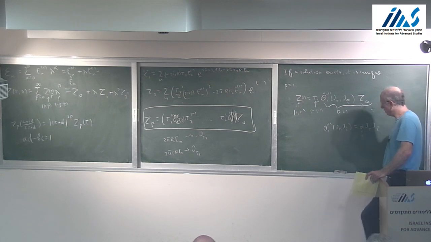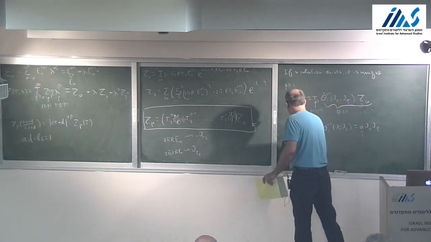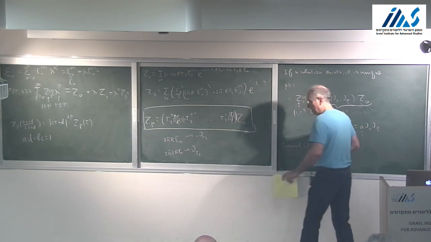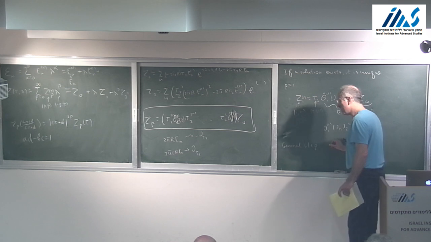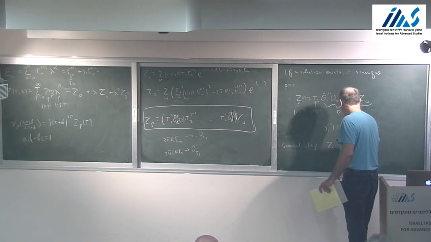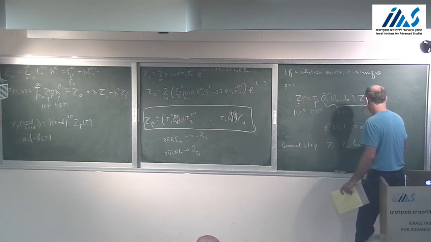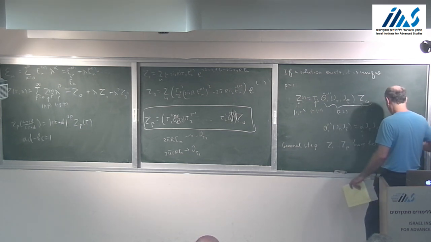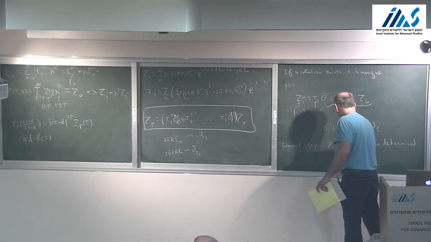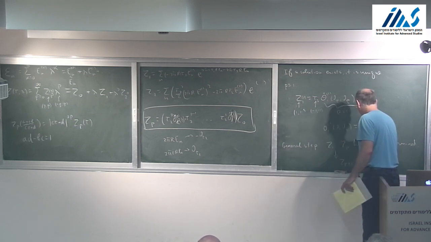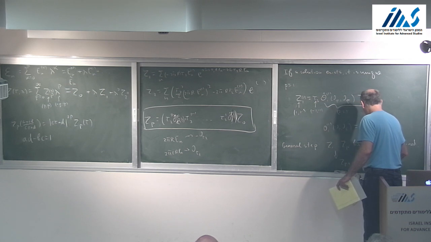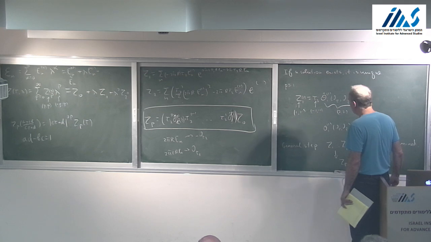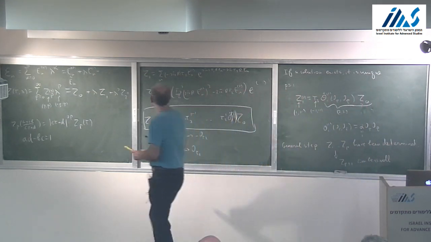Now, okay, so let's talk about the general step in the induction. The general step in the induction is, we assume that z1 up to zp have been determined by all these constraints. And we want to show that zp plus 1 can be as well. Okay, so how do we show this?